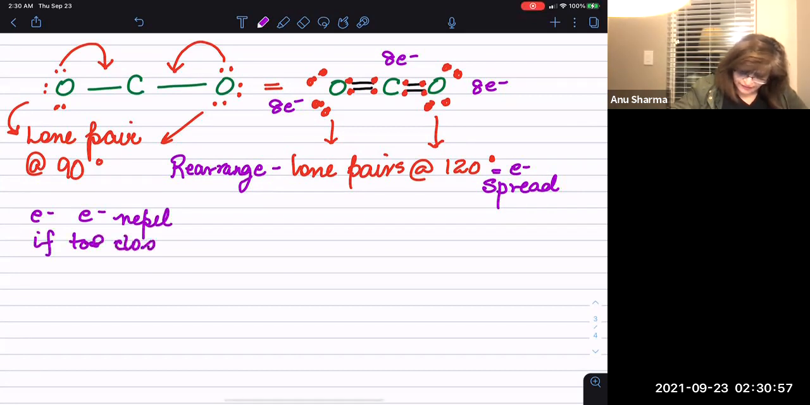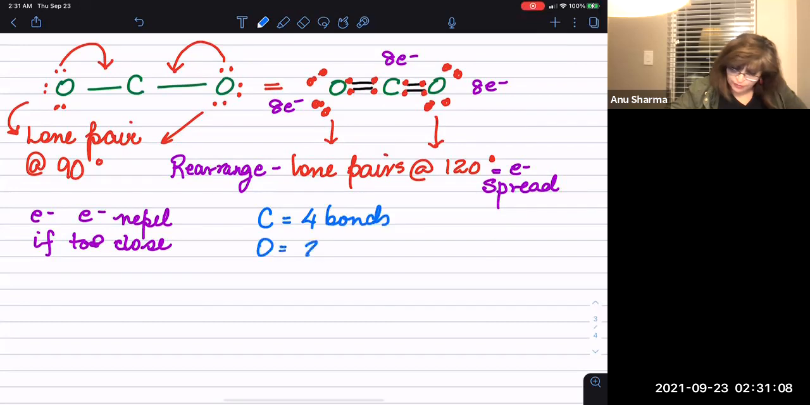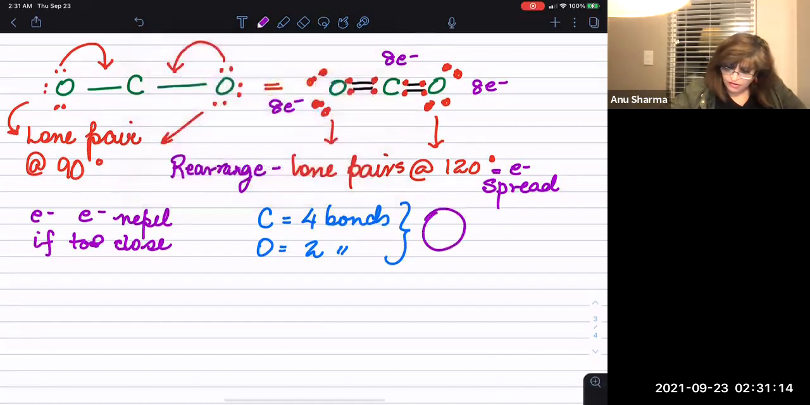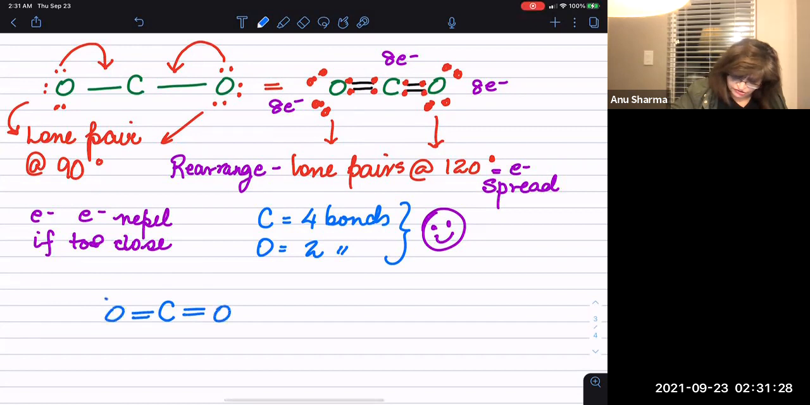Now, second thing is we see that carbon is making 4 bonds. Oxygen is making 2 bonds. So very happy state for carbon and oxygen, and their octets are also met for both of them. So that is the structure of carbon dioxide. So here is this carbon, one more time, double bond, oxygen, oxygen, and that's the Lewis structure of carbon dioxide. Okay, clear? And we write it as CO2.